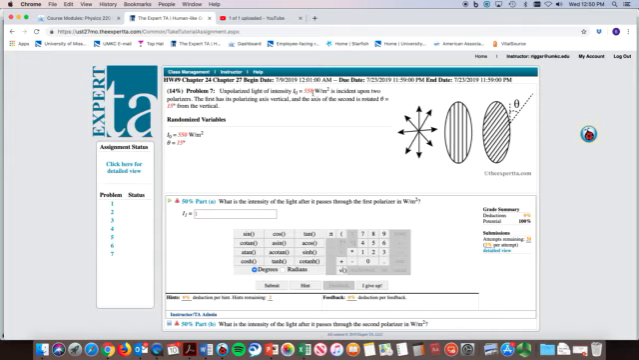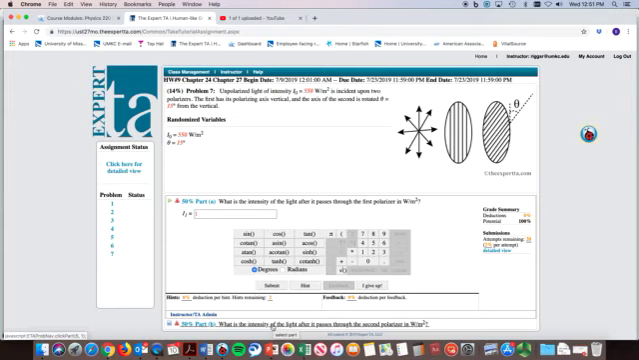I'm going to say 225 or 275, right? Because it's 1/2 I naught. What's the intensity of the light when it passes through the last one? All right, so that's pretty straightforward. Let's just set it up, and then we'll take it from there.